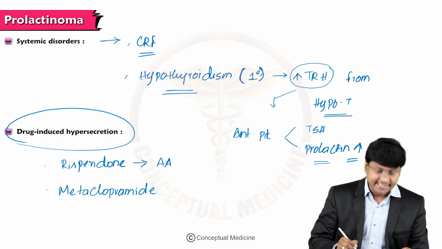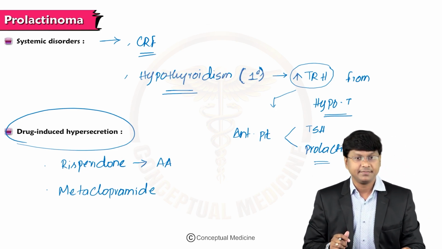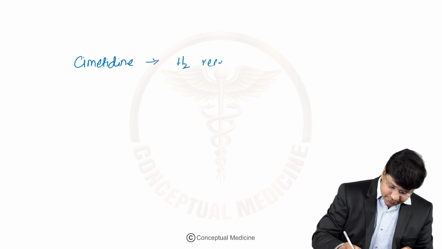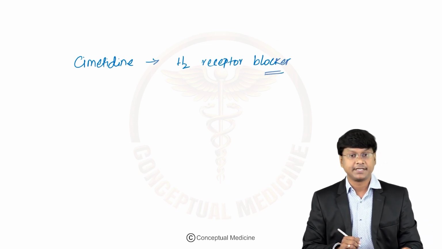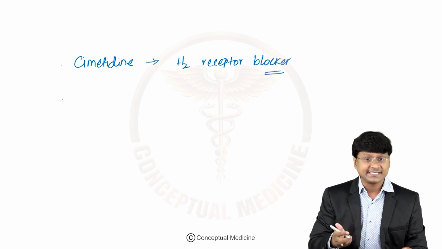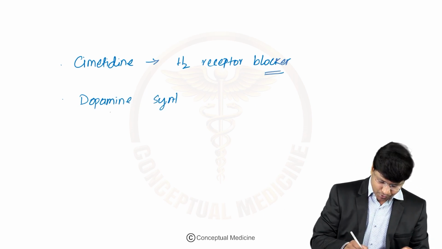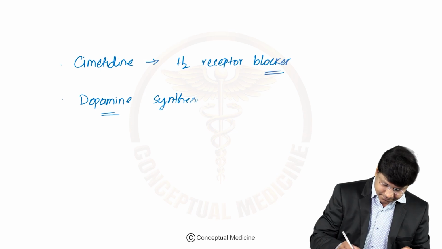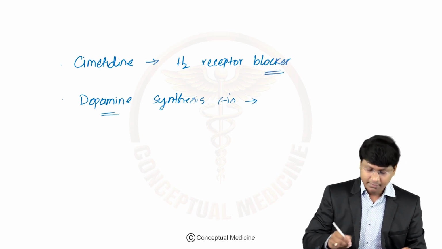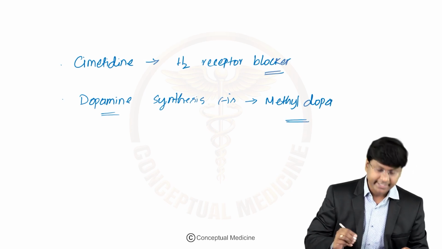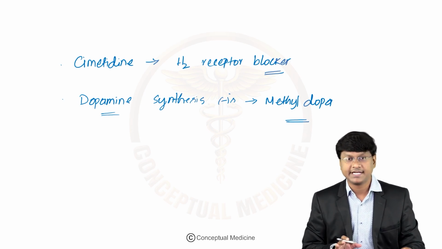Metoclopramide is an antiemetic. This can also cause hyperprolactinemia. Then we have cimetidine. Cimetidine is an H2 receptor blocker. Then we have dopamine synthesis inhibitors, and these include methyldopa. So these are the drugs which will cause hyperprolactinemia.